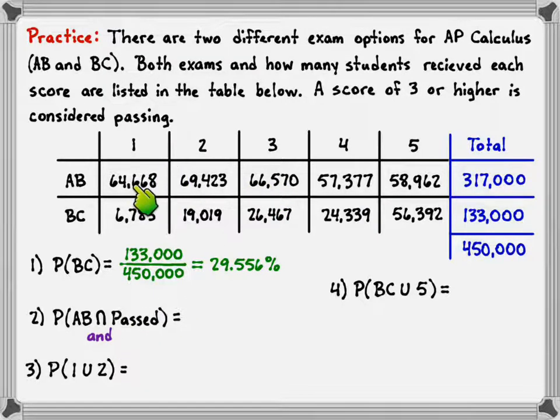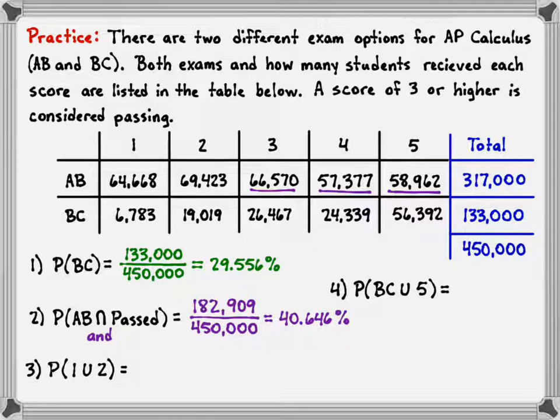So we're going to get rid of option 1 and option 2 here. So these are the 3 sets where the student took the AB exam and passed. So notice it reduced the amount of students. It didn't increase the amount of students because we removed the AB students that didn't pass. So we would add those 3 sets up. That would be 182,909. And then we would say out of 450,000 people, so 40.64% took the AB exam and passed.